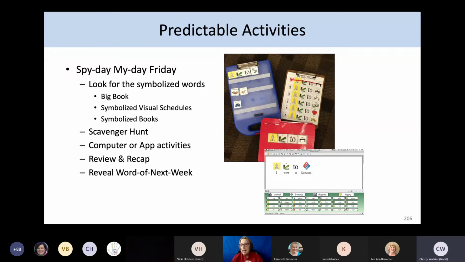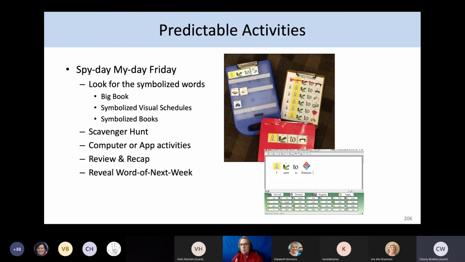Sometimes Maureen does a scavenger hunt, and she hides the word of the week all over the room, and that's the Spy Day part of it. Kind of the My Day part of it is they can pick what other activities she has in her class to do. Maybe they want to do a computer activity. But at the end of Spy Day, My Day, Friday, they're also going to review and recap what they've done all week, talk about what they did all week.